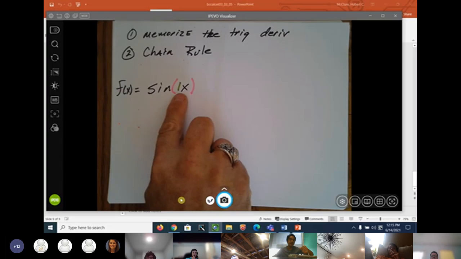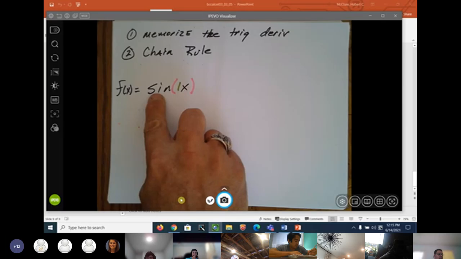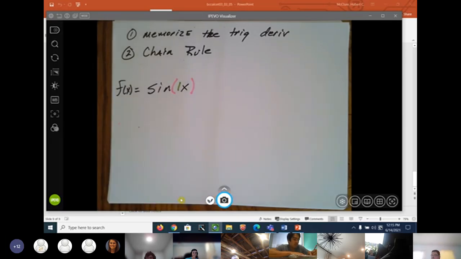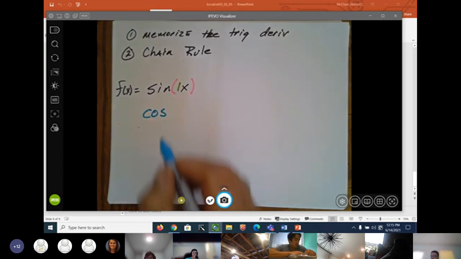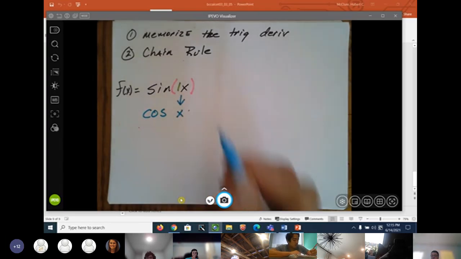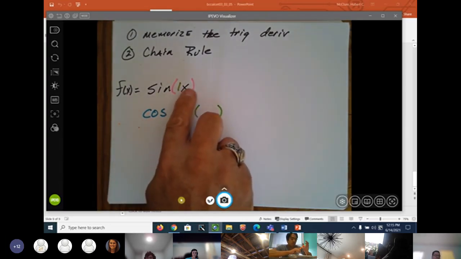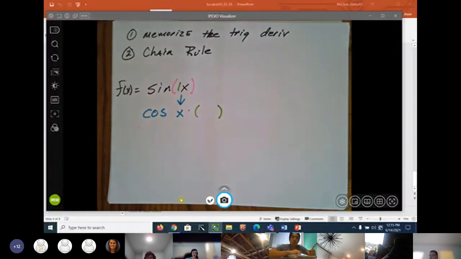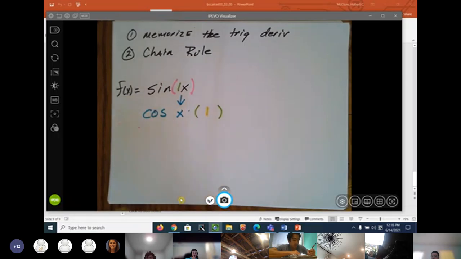So the derivative of sine is the cosine. So I'm going to take my blue marker that I can't find right now. And I'm taking the derivative of the sine. And then x, that just comes down. And then I'm going to take the derivative of what's inside. And the derivative of 1x is what? 1. And now I take that 1 and multiply it by that cosine, and I get cosine of x. And that's my answer.